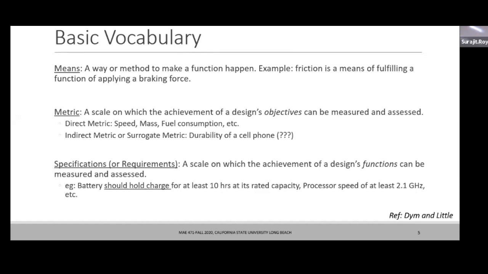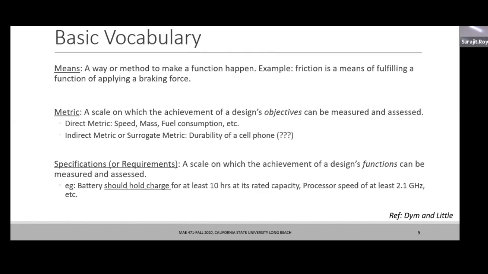So we have to make a distinction between the objectives, which are my desired attributes, like fuel efficiency, higher battery life or high service life, durability as a desired objective. But a function is basically the things that a system is designed or supposed to perform or to actually do or implement. So if I have to measure the specific function of a design, then the scale on which it is being measured is called specifications.